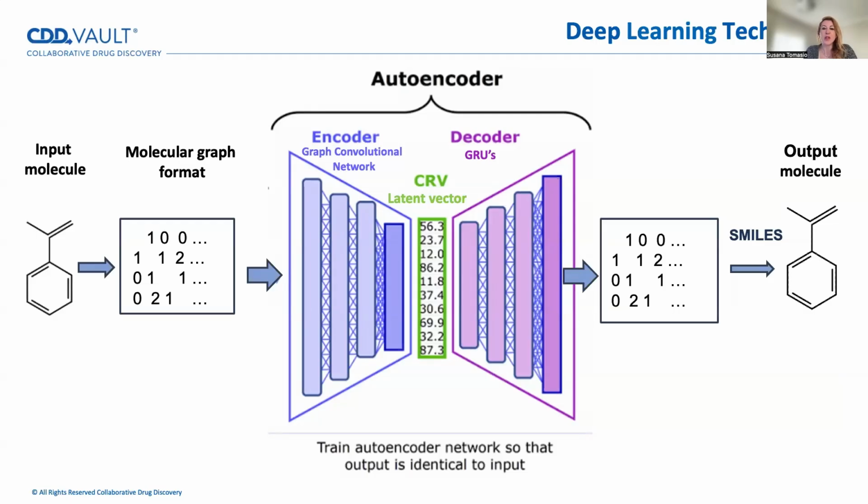Then a complementary network called decoder uses a generative model to transform the latent vector back to the starting molecular representation, in this case, SMILES. And the combination of these encoder, the CRV, and decoder comprise the autoencoder. And this network was then trained on many examples of molecules from ChEMBL with the goal that the output of the autoencoder should be nearly identical to the input. So what can we achieve with this, or what can we do with this?